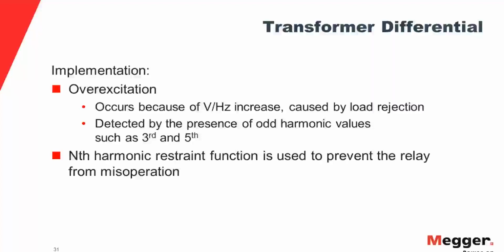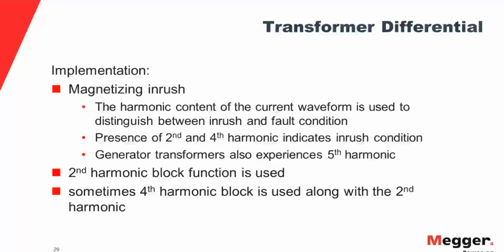So here is a graphical representation of how the microprocessor relays will see the second and the fourth harmonic values. As you can see, the DC component is high for an inrush condition. The fundamental component is higher than the pickup value. On top of that, you are also seeing the second and the fourth harmonic. So when the relay sees that, the relay determines, okay, I'm seeing a lot of second harmonic, more than what it should be for regular operation. So this must be an inrush condition, and the relay will restrain itself or block the operation of the differential function.